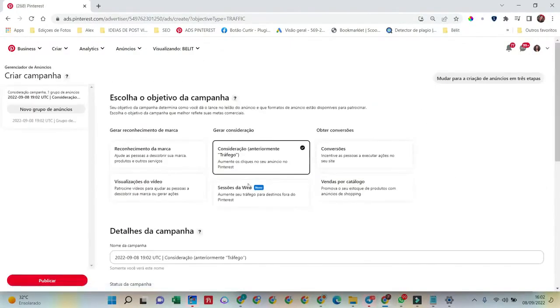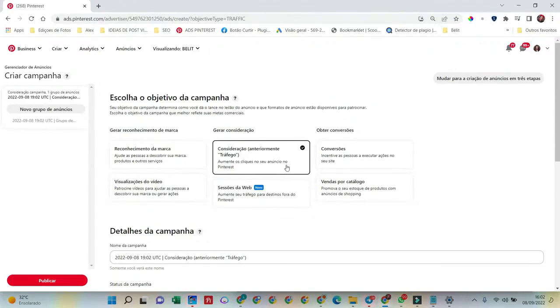So let me put my oldest account here, and a magic step will appear. It appeared here. Sessions of the web. Increase your traffic to destinations outside of Pinterest. But there's one detail that I need to talk to you about. I'm absolutely sure that if you have this campaign objective, you will feel it in your pocket, on your screen, which is the web sessions. It's already saying here, outside of Pinterest. Here it will increase the clicks on your Pinterest ad.